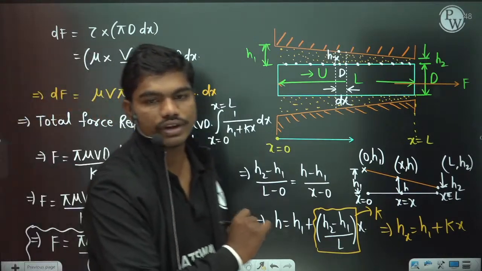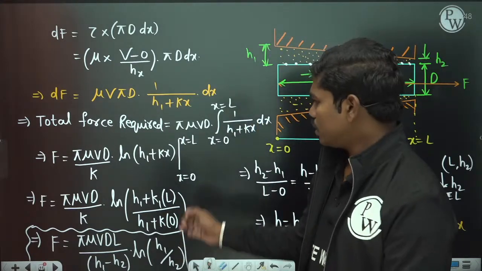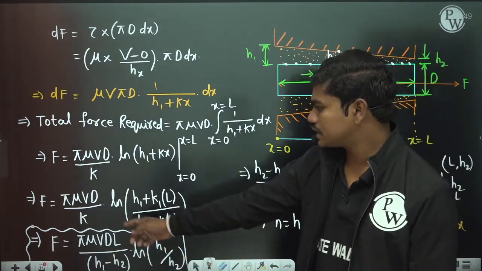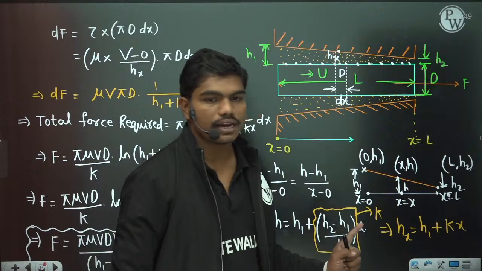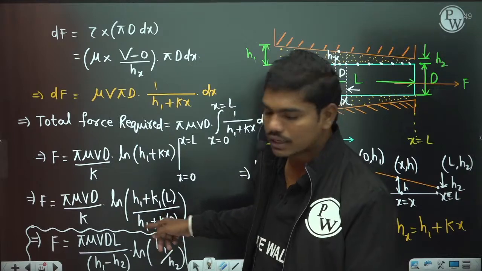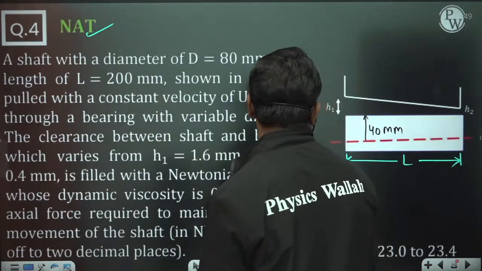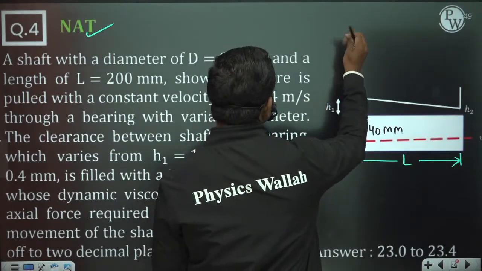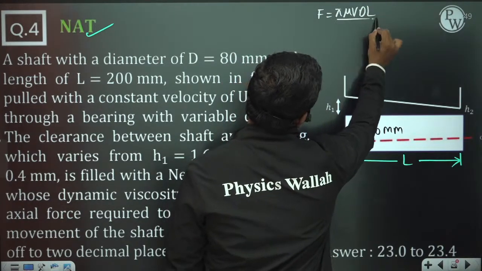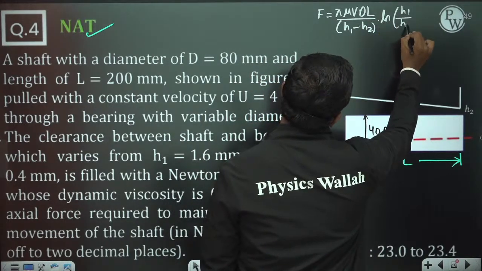Okay, so pi mu V D L, these three steps are mathematical, but when you do the integration, this is the expression which you will get if you simplify the result. K is nothing but (h2 minus h1) by L, so using that minus sign, you shift these two terms, because generally h1 is bigger than h2, and this is the expression that you actually get here. Now let us go back and substitute here. F is equal to pi mu V D L by (h1 minus h2) times ln(h1 by h2) is the value.